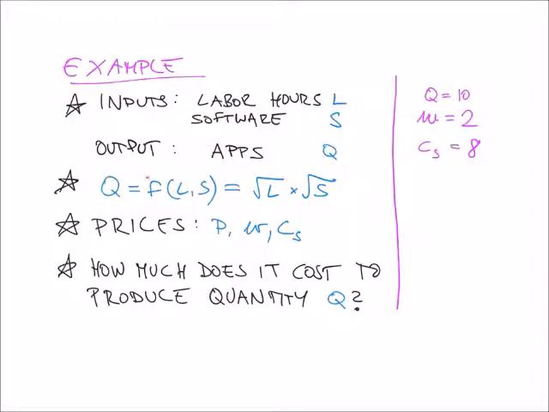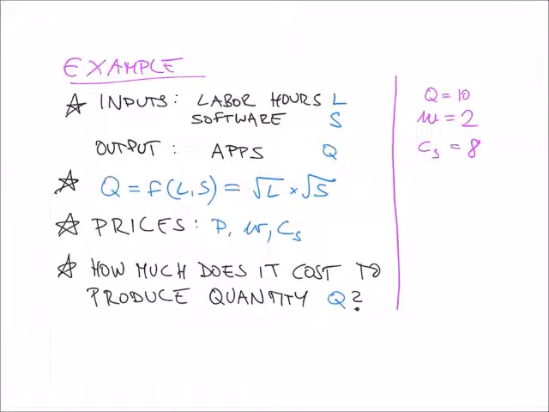And this production function shows us how there is a trade-off between using more labor and less software, or more software, less labor. So the output, Q, is given by this production function, square root of L times square root of S. For any inputs L and S, you know how much output, how many apps you can produce. All right, so I'm going to tell you that the price, we don't know what prices are yet, although I'll tell you in a minute, but price of the output will be denoted by P. Price of labor is W, wages, and price of software is going to be C sub S.